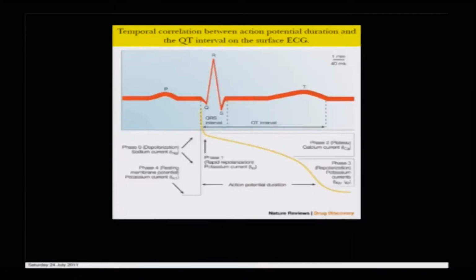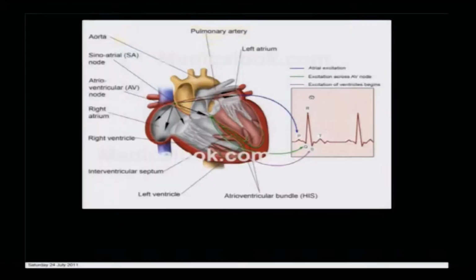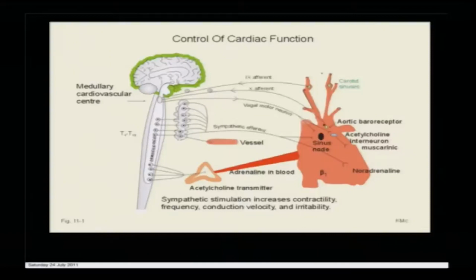This has nothing to do with functionality, because this action potential is purely a cellular phenomenon, and this is a holistic phenomenon of the whole heart. Okay. So, coming to the different parts of it: atrial excitation, excitation across the AV node, and excitation of the ventricle begins. There are different ways I am giving you this, so that it helps you appreciate it far better.